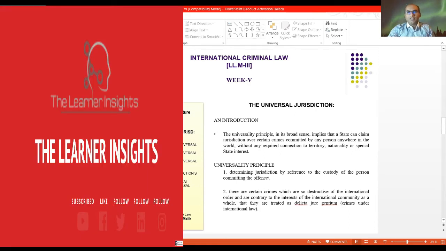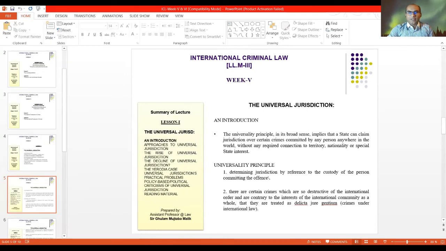Before we proceed with this analysis, we have to understand and keep in mind that universal jurisdiction is probably the most controversial principle of jurisdiction in international criminal law. It is certainly the most discussed and the one that mostly comes to our mind. So, what is the applicability of that jurisdiction?